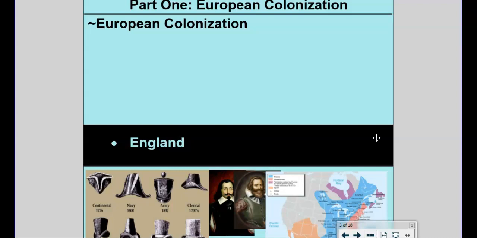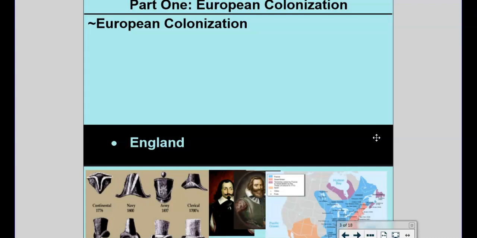Now, just like the French, they're slow to colonize because they had some religious turmoil back home. They had fighting between Protestants and Catholics. They were kind of going back and forth and flip-flopping about are they Protestant, are they Catholic, kind of depending on what monarch was in place.